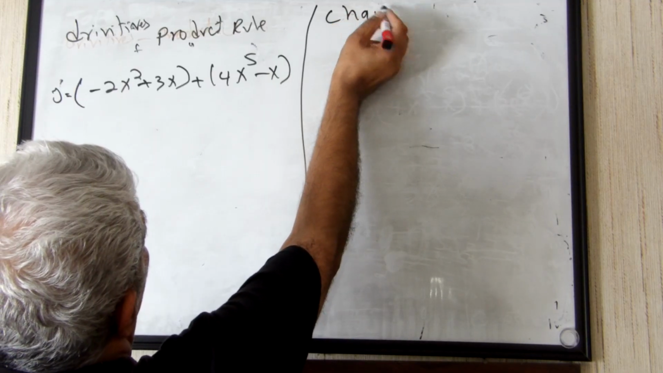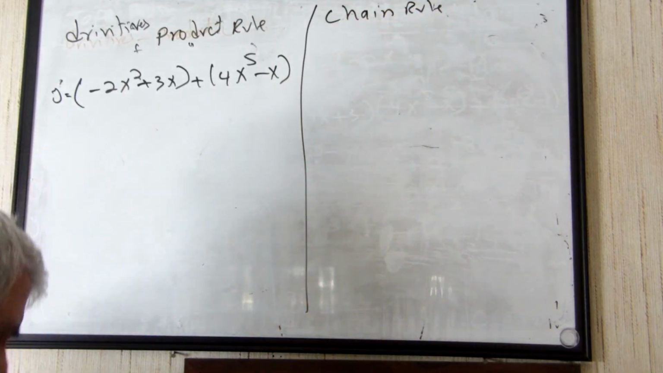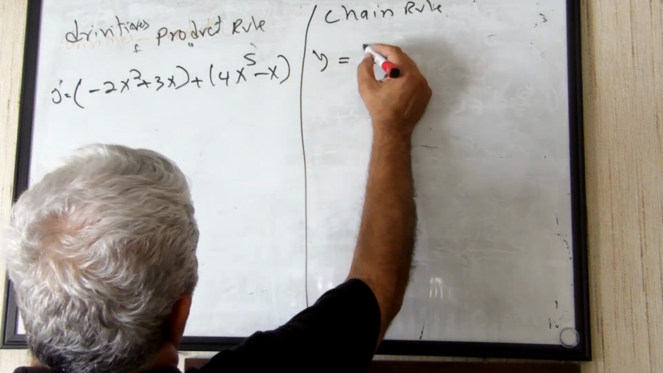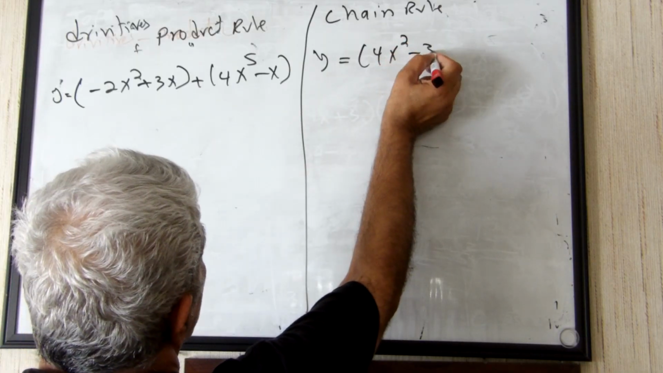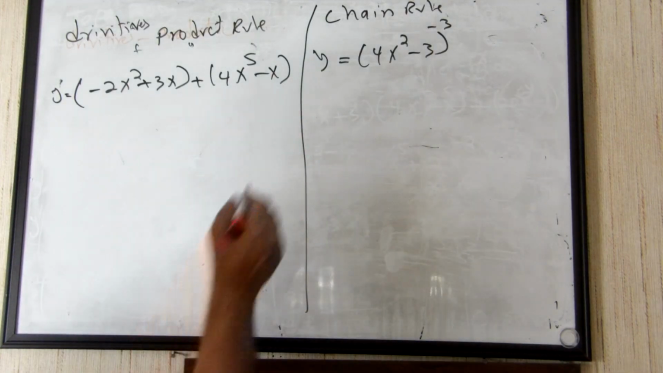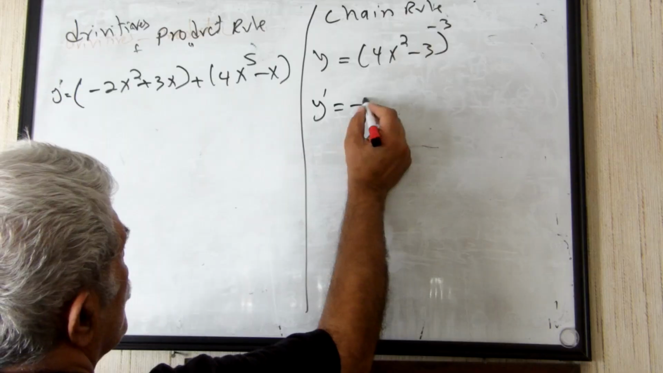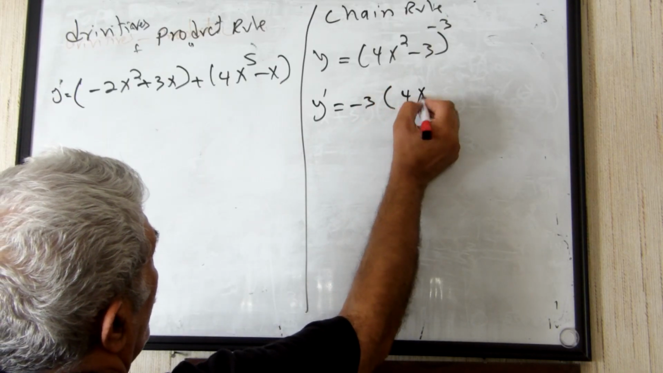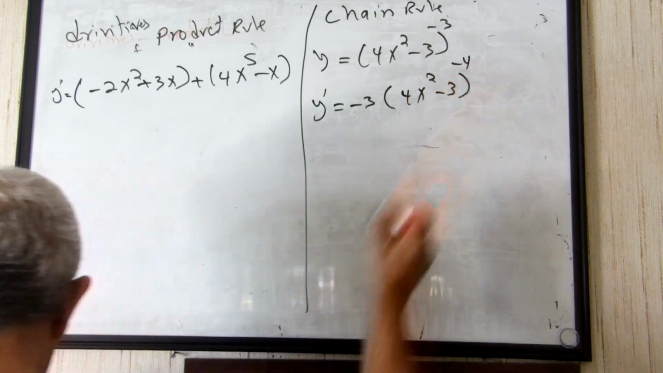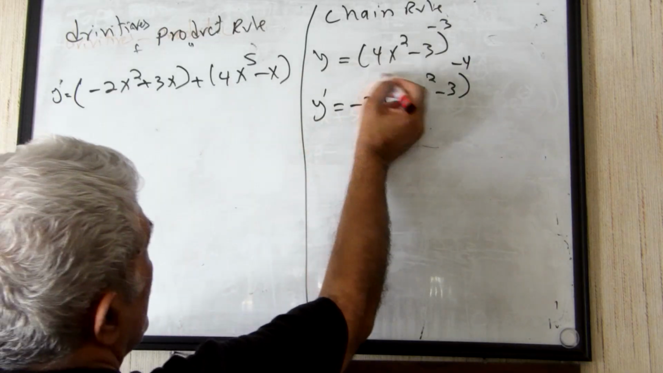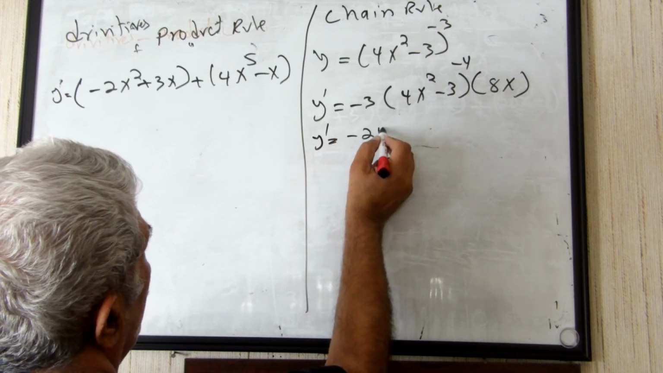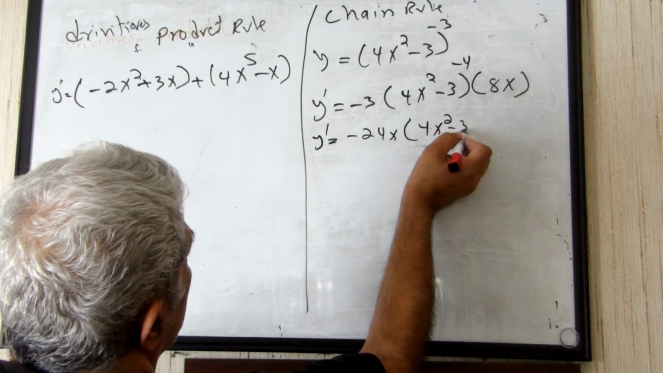Derivative chain rule. Okay, what we are going to do, the example is y is equal to (4x^2 minus 3) to the power of minus 3. How do we get the derivative of this one? So what we do, we bring this up front, minus 3 times the whole thing with no change, and this is minus 3 minus 1, which is minus 4, okay? And times the derivative of this one, which is 8x. And so the answer is going to be minus 24x times (4x^2 minus 3) to the power of minus 4.